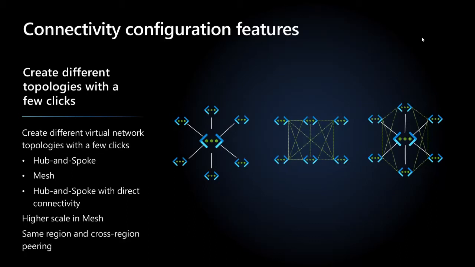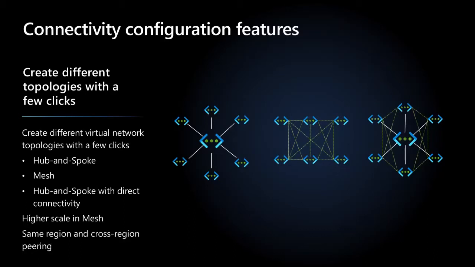So when you go to the mesh topology's effective routes, what you can see is a connected group. I want to also mention the topology on the right-hand side. This is the hub and spoke with direct connectivity between the spoke VNets, and it's especially useful when you don't need to have all of the spoke traffic go to the hub.